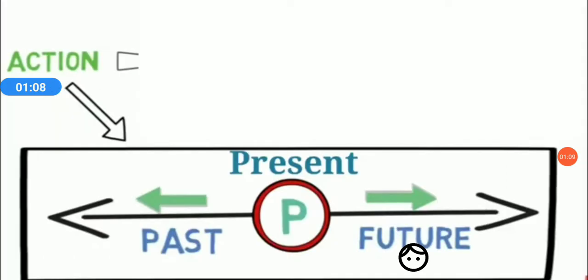Now children, see this flow chart. P indicates present time. You can see the arrow on the left side of P. This arrow is indicating the past time, and the arrow on the very right side of P is indicating future time.